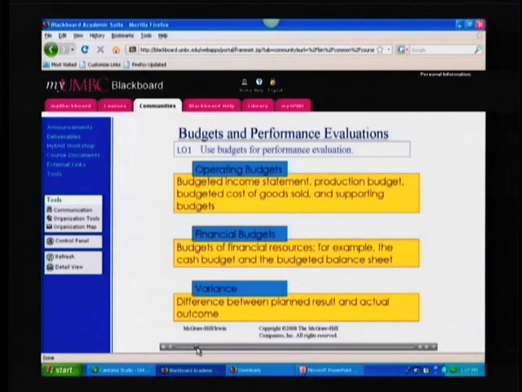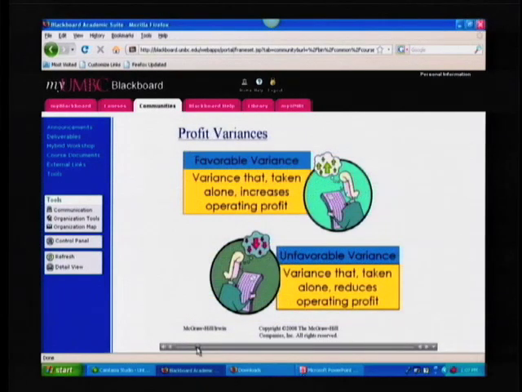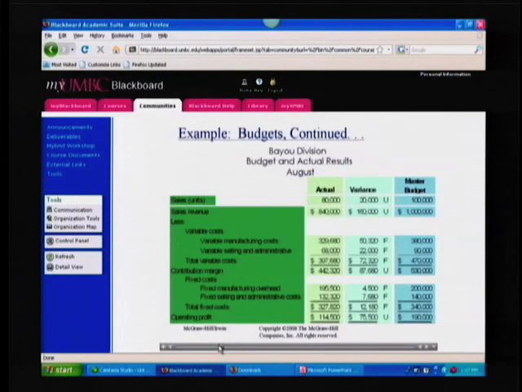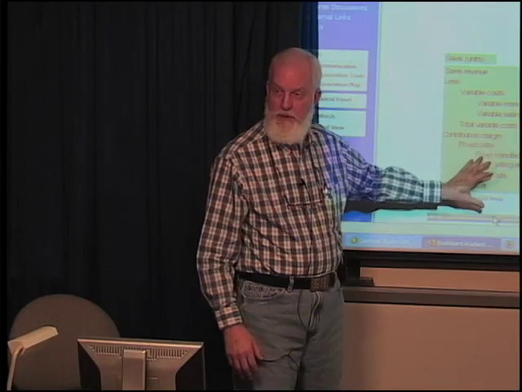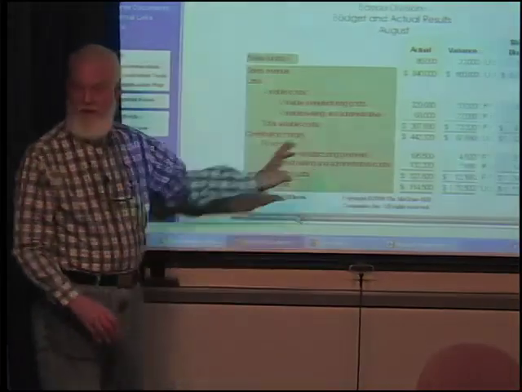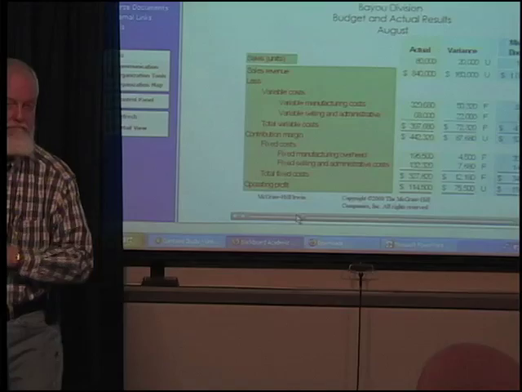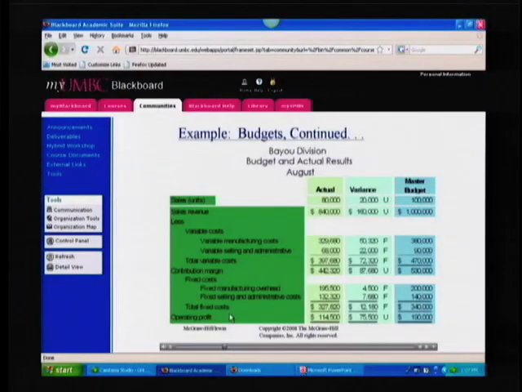In performance evaluation, we study variances, the difference between planned and actual results. A favorable variance is a variance between planned and actual that, taken alone, increases operating profit. Now, budgeted costs were $380,000, and actual variable manufacturing costs were $329,680. If variable manufacturing costs were $50,320 less than budgeted, that cost, taken alone, would cause operating profit to increase.